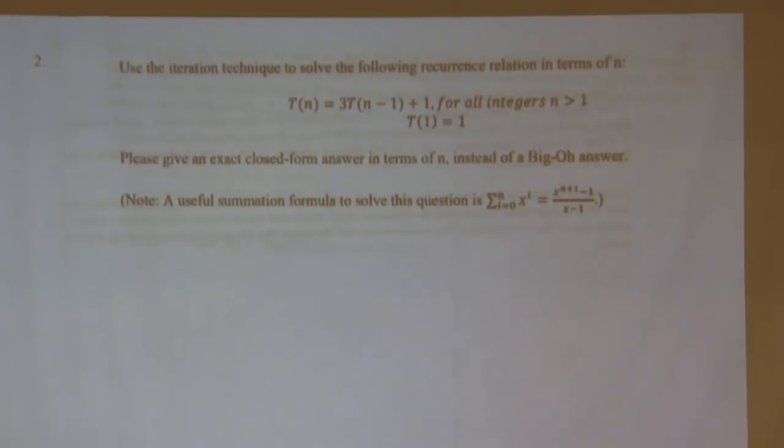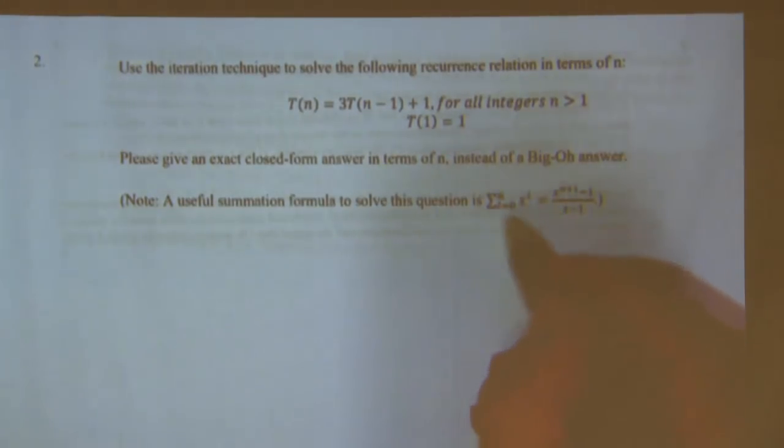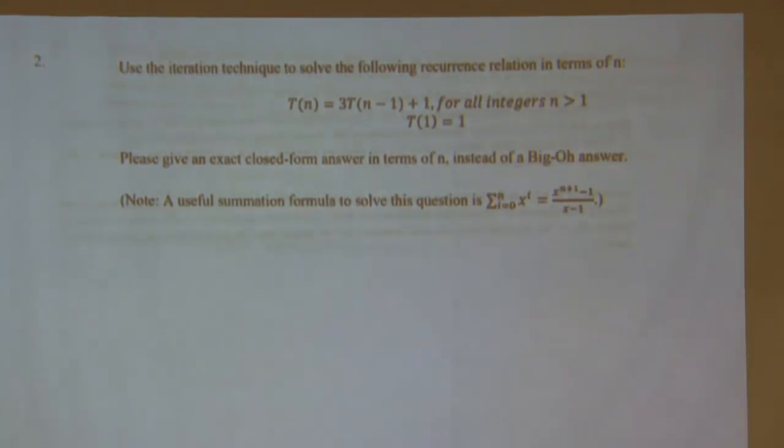So it just says use the iteration technique to solve the following recurrence relation in terms of n. And that's just a pretty basic recurrence relation. Give an exact closed form answer in terms of n instead of the big O answer. And then it also tells us that there's a useful formula for this. And so we're probably going to be looking to make something that's in this form right here. So it's just a summation formula.